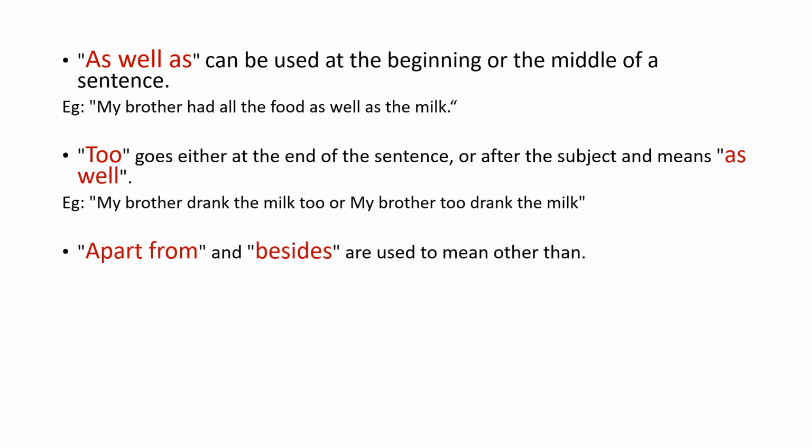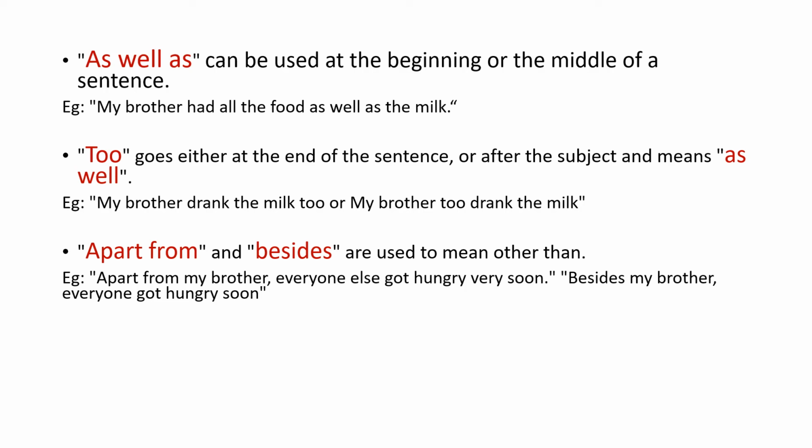Apart from and besides are used to mean other than. Example, apart from my brother, everyone else got hungry very soon. So apart from my brother means other than my brother. Everyone else got hungry very soon. Similarly, besides my brother is the same as my brother did not get hungry, but everyone else got hungry.